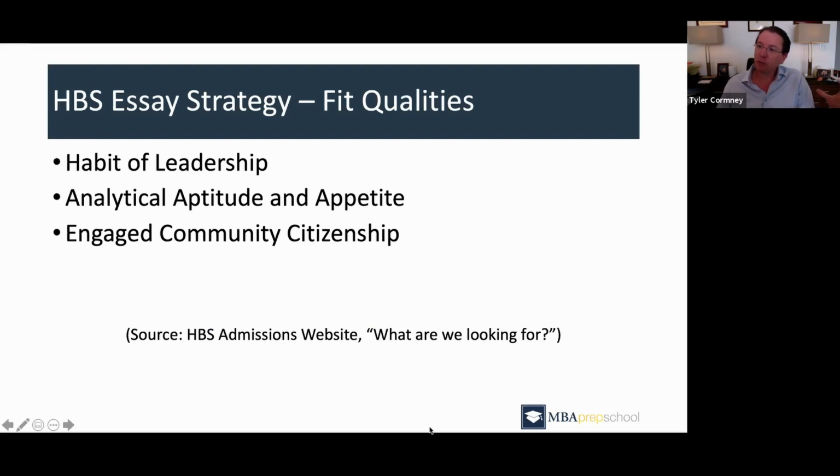As I mentioned, we're going to start with strategy, then move into concept and an approach to forming the concept and story. The start for HBS is really getting to understand their fit qualities. I pulled these directly off the HBS admissions website: habit of leadership, analytical aptitude and appetite, and engaged community citizenship. We could spend probably a half hour just talking about fit qualities, so I'm going to send folks back to the website to read this. And that's really just the starting point.